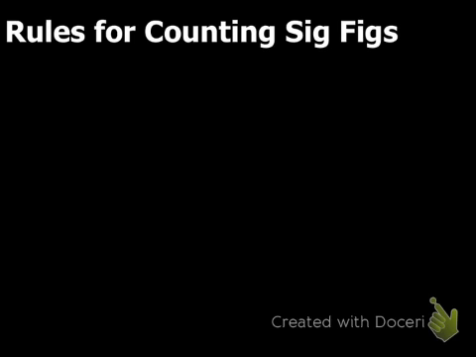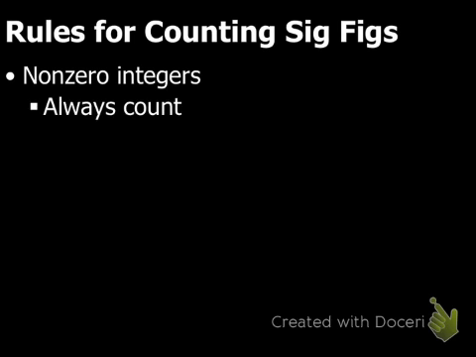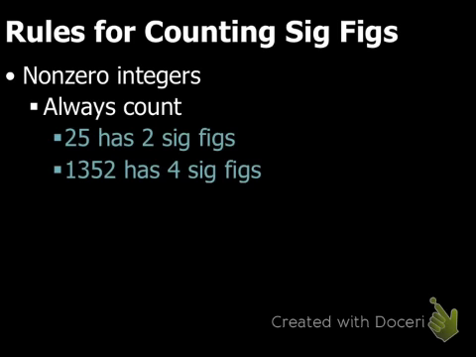When you count sig figs, when you have numbers on a piece of paper that were taken as measurements, but you can't see the measurement device, there are some rules that we use to count them. A non-zero integer, a non-zero number, always counts when we're counting how many sig figs a number has. For example, 25: those are both non-zero integers, so that number would have 2 sig figs. 1,352, again all non-zero numbers, so that measurement would have 4 sig figs.